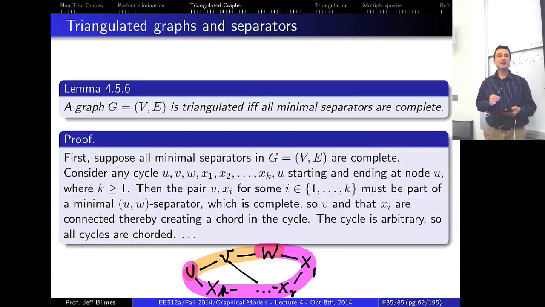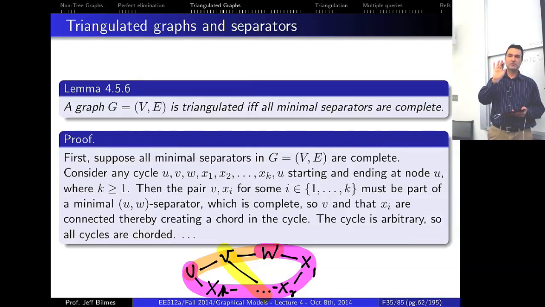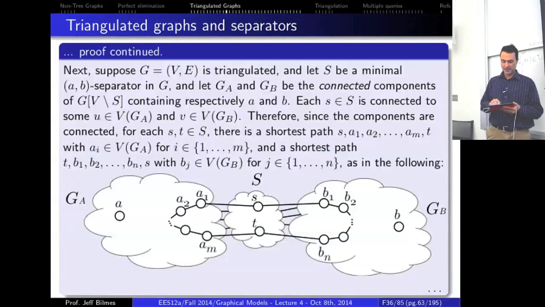But basically, since it's the case that all minimal separators are complete, that basically means that this edge right here, this yellow edge, constitutes a chord in that cycle. But the cycle is completely arbitrary. So therefore, all cycles have a chord. Therefore, the graph is triangulated. So starting from all minimal separators are complete, we've gotten triangulated graphs.